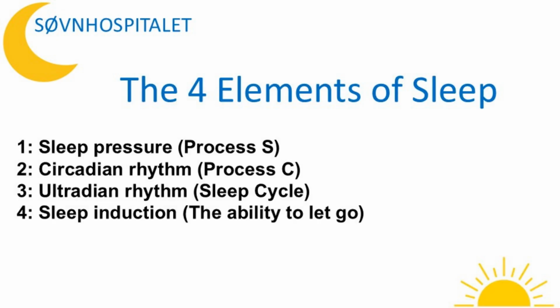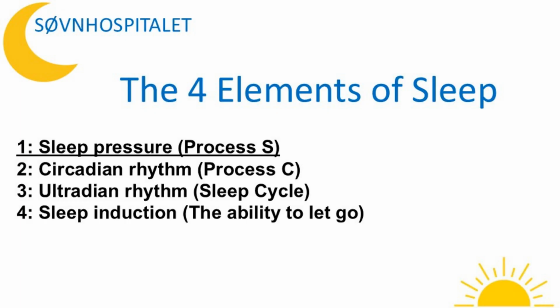The 4 elements of sleep are the sleep pressure, the circadian rhythm, the ultradian rhythm, also known as the sleep cycles, and then sleep induction, which is the ability to let go and fall asleep. I will go through each of these in this video.